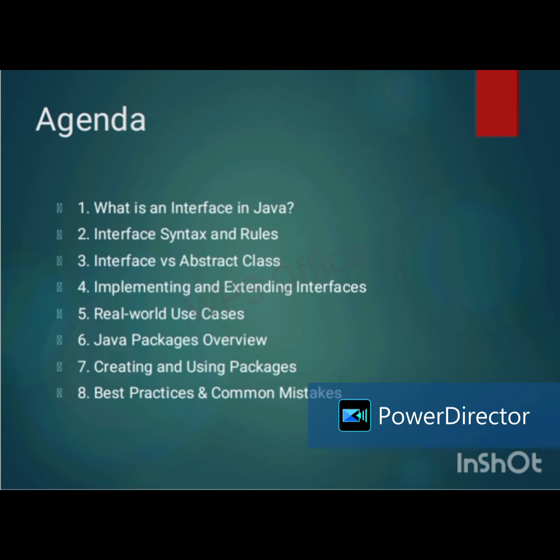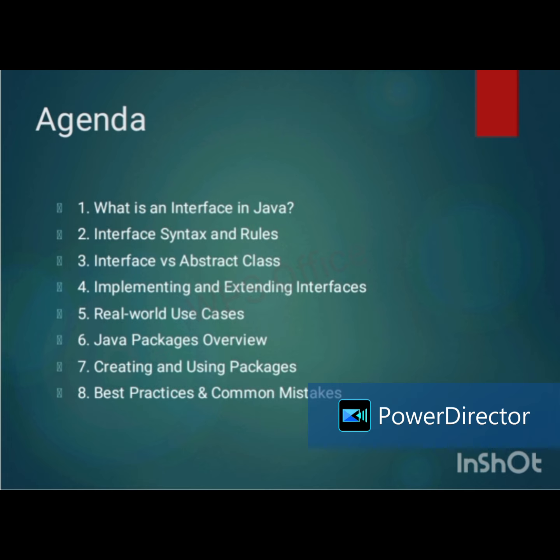Next, we will explore the syntax and rules of interfaces. There are several unique characteristics of interfaces, like how all methods are implicitly public and abstract, and how variables are automatically public, static, and final. Then we will get into an important comparison, interfaces and abstract classes. This is a common area of confusion for beginners. We will break down the differences and help you understand when to use each.